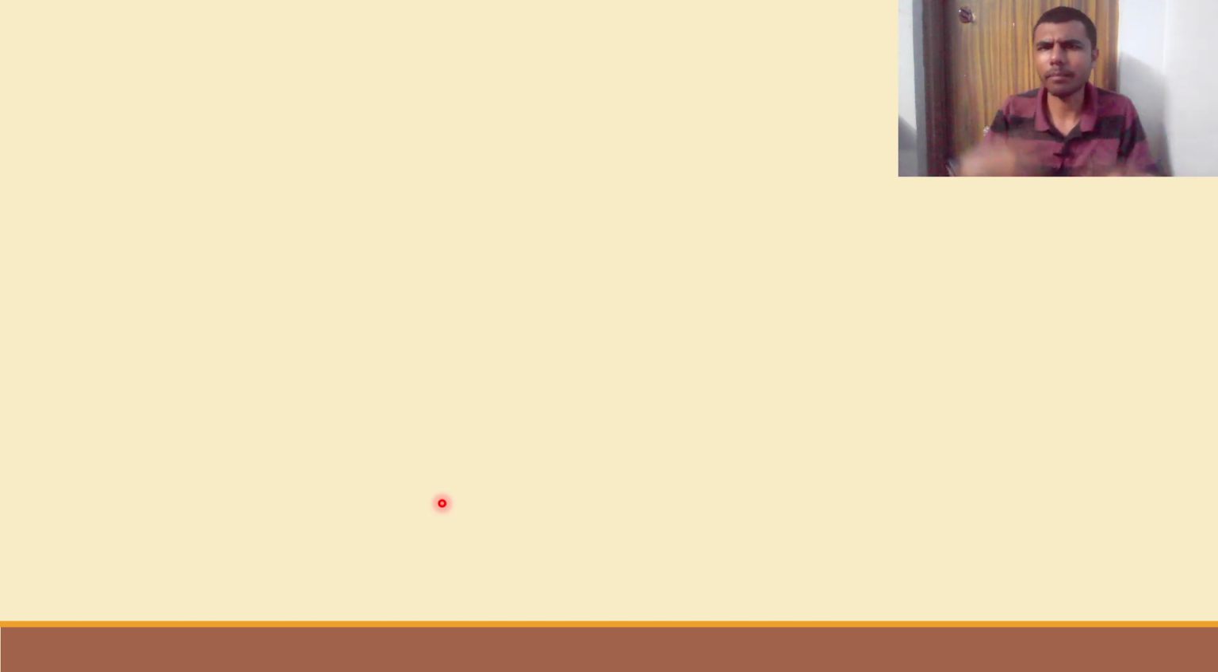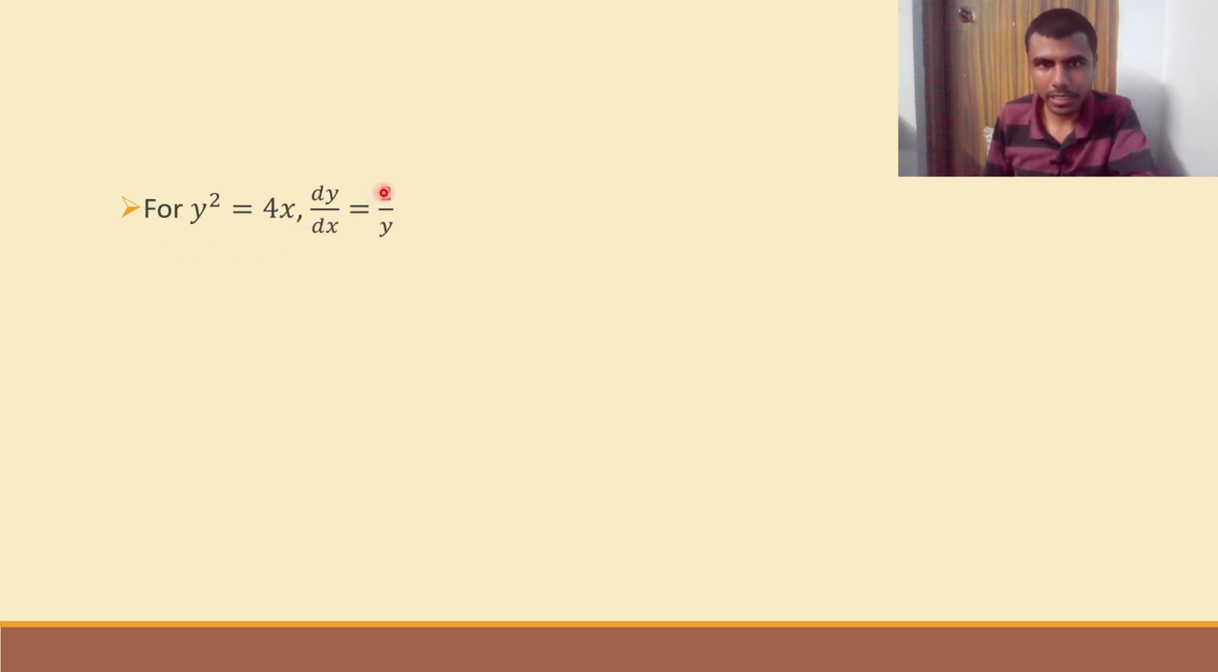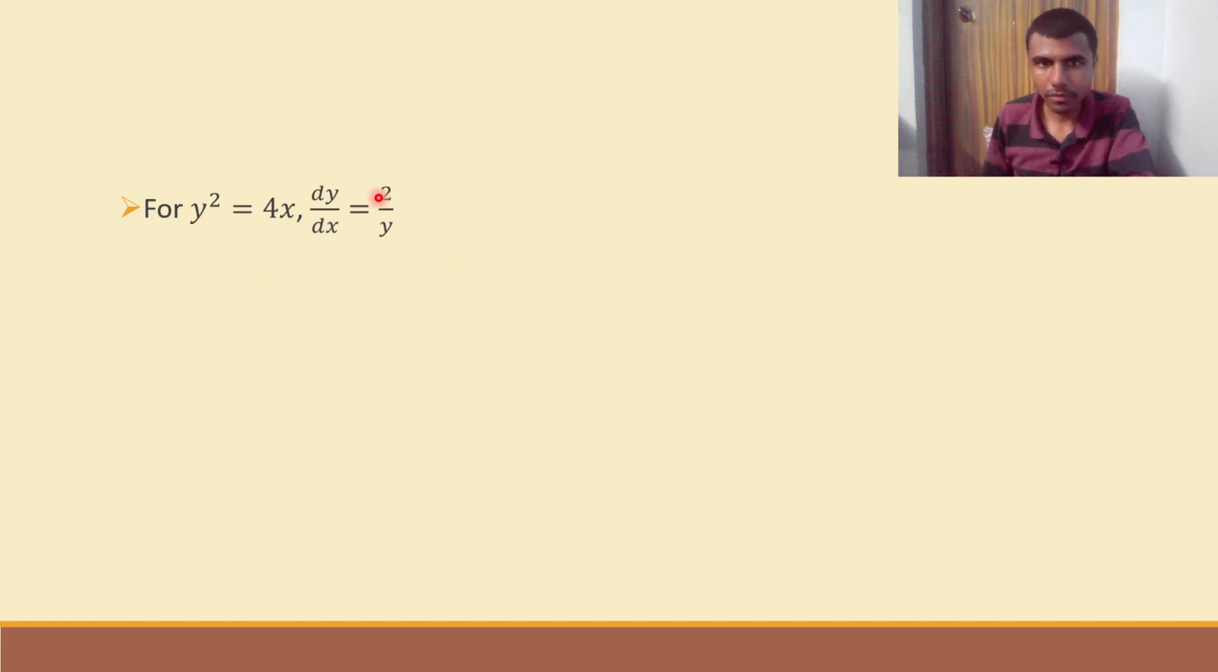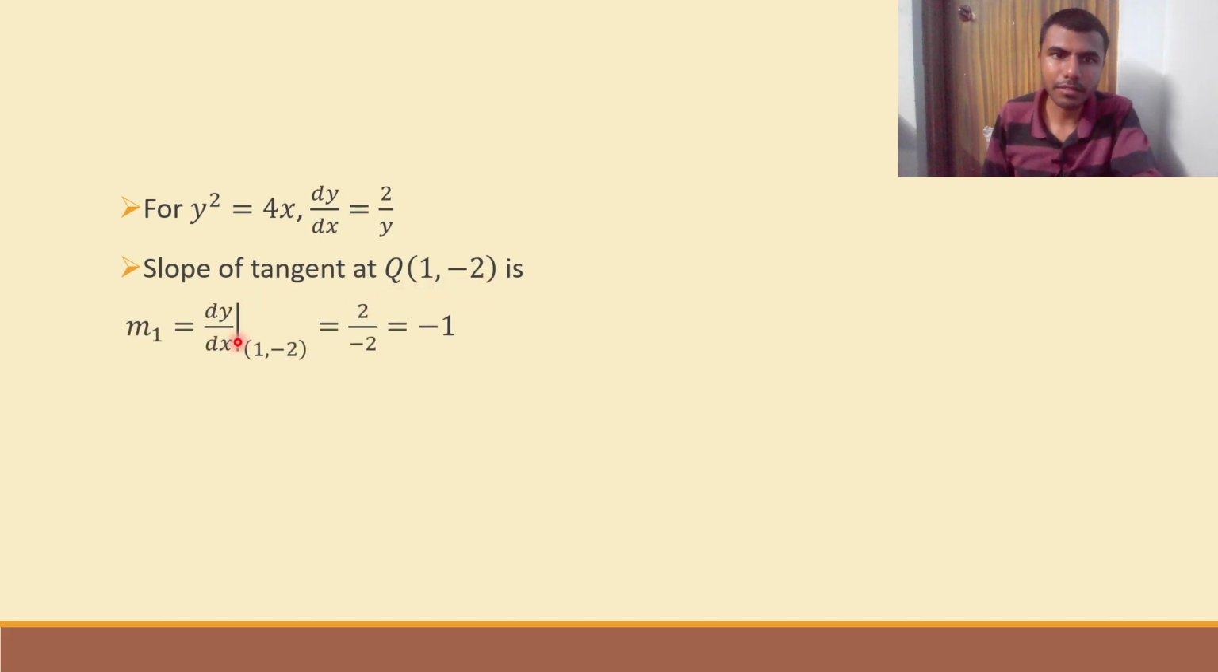Okay, now let's come back. Now let's find out the angle between the curves at the point Q. For the first curve, dy by dx is 2 by y. So at (1, -2), the slope of the tangent will be 2 by -2. Here my y is -2, so in place of y, put -2.